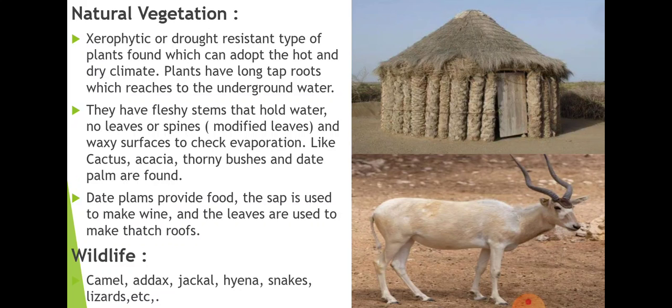Or the camel, you know very well, camel is very important in the desert, also known as the ship of the desert. And many more animals are there, like jackal, hyena, addax, snakes, and lizards. So there are many animals which live over there on the natural vegetation which is found in the desert, Sahara Desert basically.